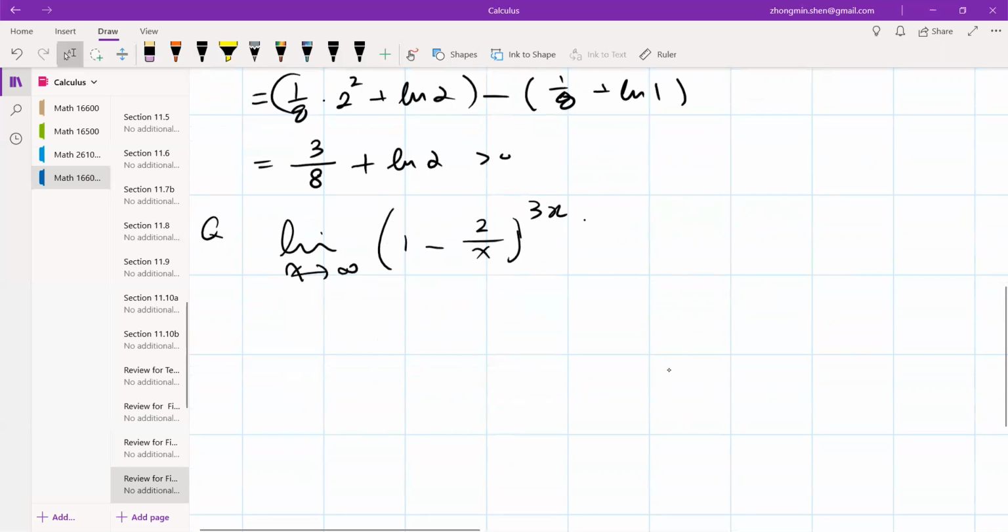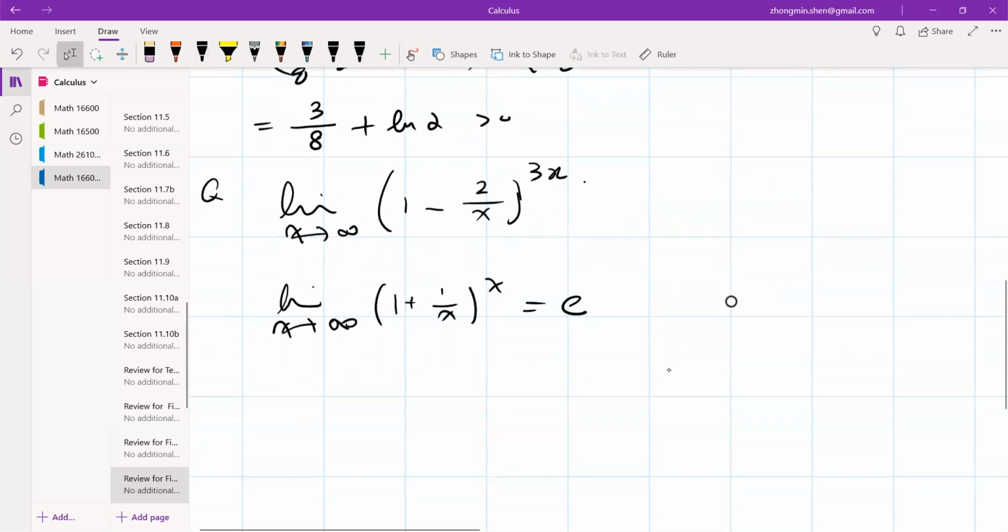There are a couple of ways to do it. One is you can use a well-known result. We know that as x approaches infinity, 1 plus 1 over x to the power x is going to be e. You can use this result to solve the problem. But you can use that only when x is positive, so probably we cannot use this here.